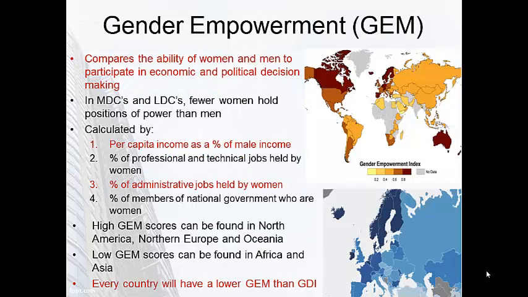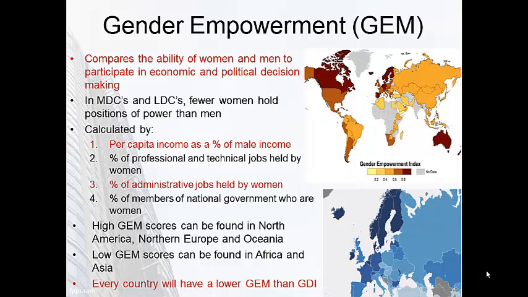All right, here's our next index. It's called the Gender Empowerment Measure, or GEM for short. And this one compares the ability of men and women to participate in economic and political decision making. So, even in MDCs and LDCs, fewer women hold positions of power than men. Now, what's calculated in GEM?